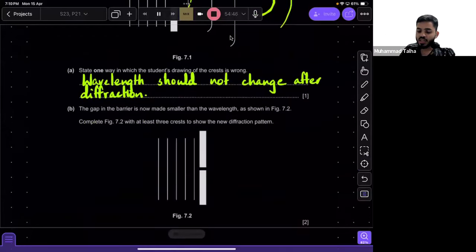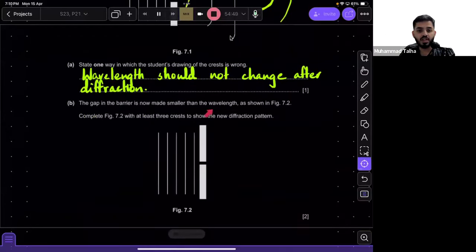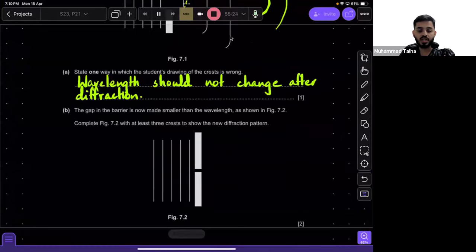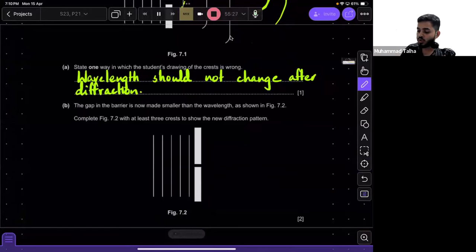Part B. The gap in the barrier is now made smaller than the wavelength. So now the gap is even smaller than the wavelength. And now you have to make at least 3 crests to show the new diffraction pattern. So now you can see that the wavelength and the gap size are basically more comparable. Back then, there was a lot of difference between them. If I just scroll up, this is the wavelength, this is the gap size. Now the wavelength and the gap size are much closer to one another in terms of values. So when I now make the new crests, it's going to be much more curved.